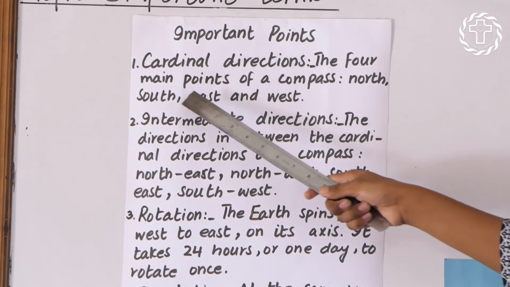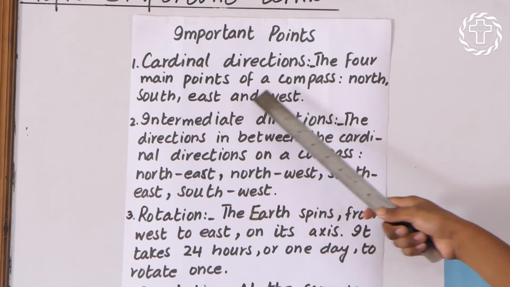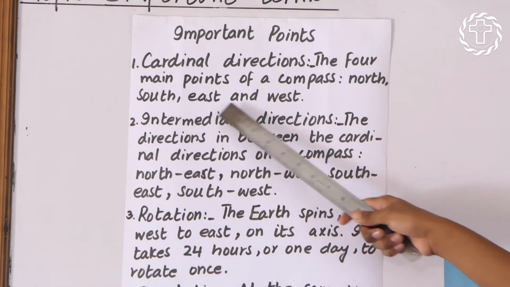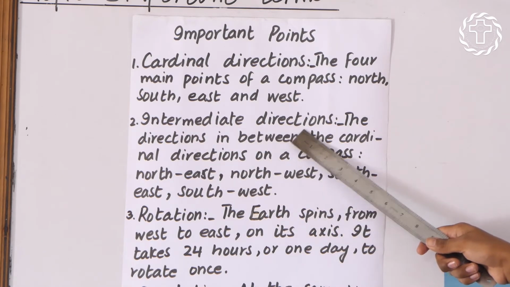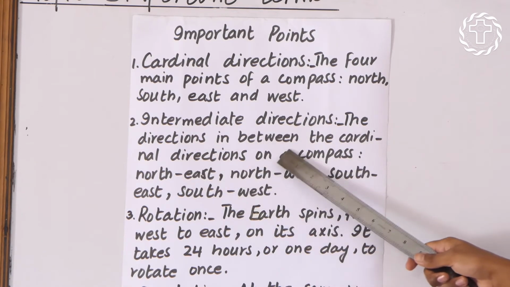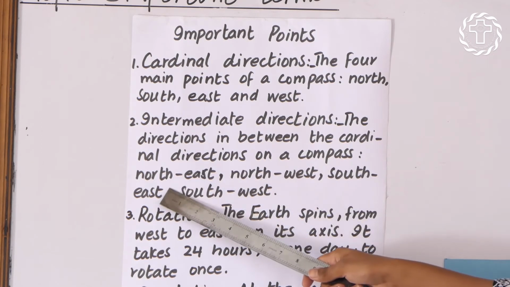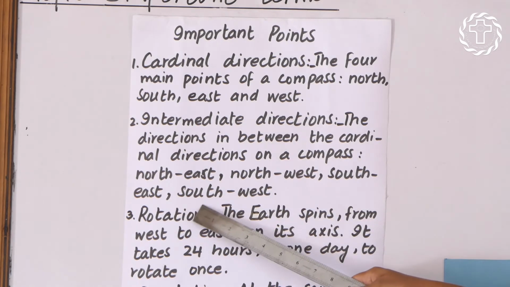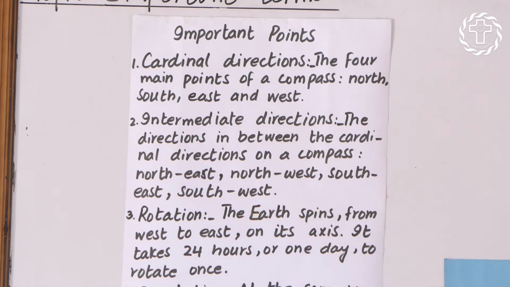Important points. Cardinal directions. The four main points of a compass, north, south, east and west. Intermediate directions. The directions in between the cardinal directions on a compass, northeast, northwest, southeast, southwest. Intermediate directions are also called intercardinal directions.